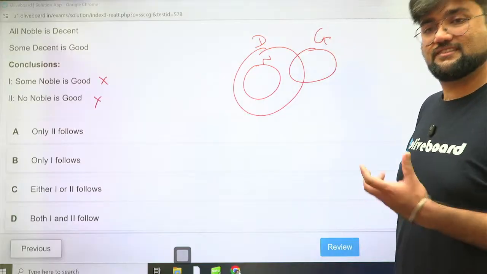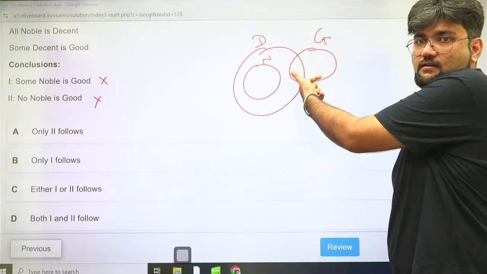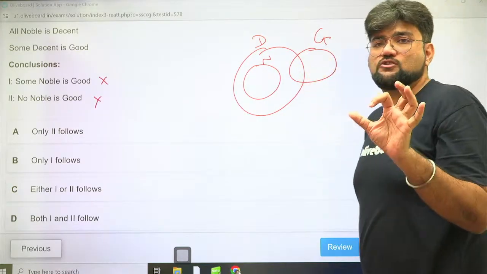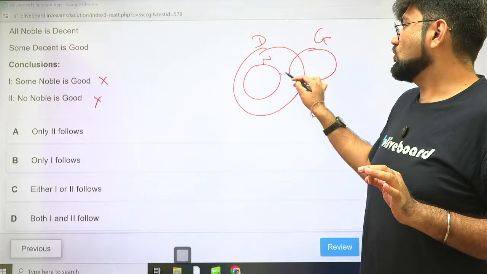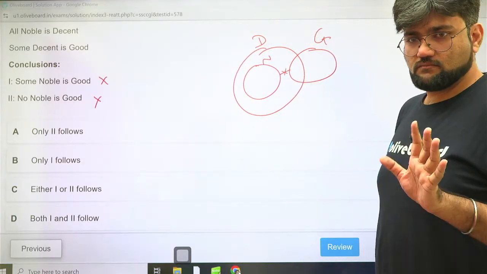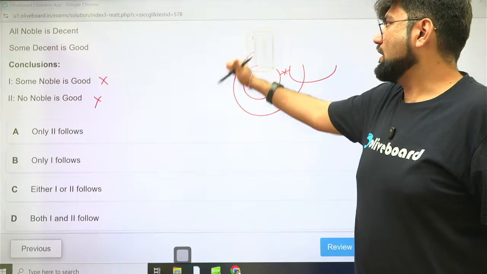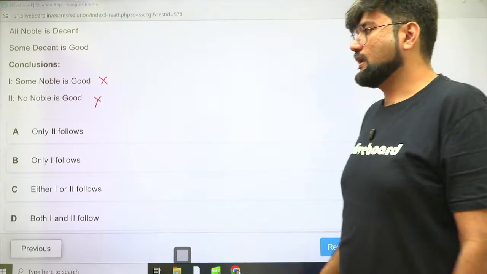A lot of people still end up marking "no noble is good" as correct. Noble and good are not connected to each other. That means we cannot draw any conclusion. If it was "no noble and good", it had to be like this. So we cannot draw any conclusion between the two. Now we look at either in the options.